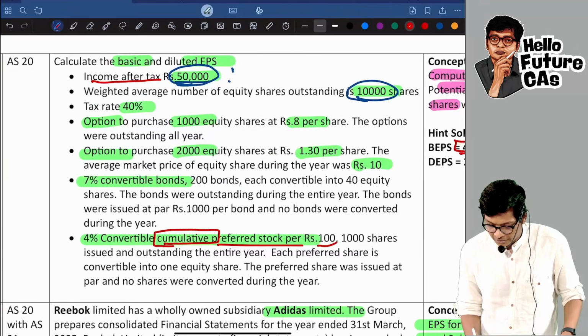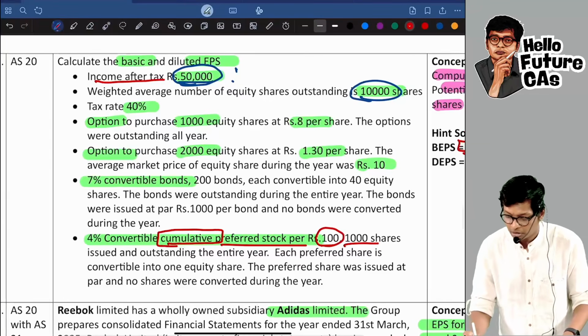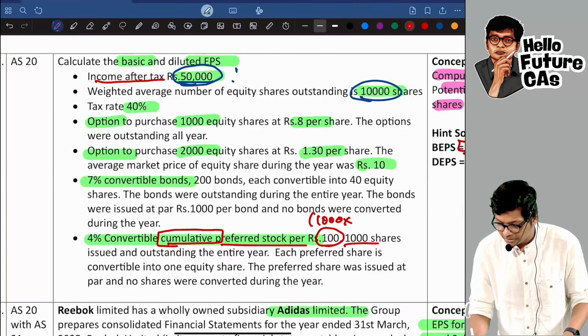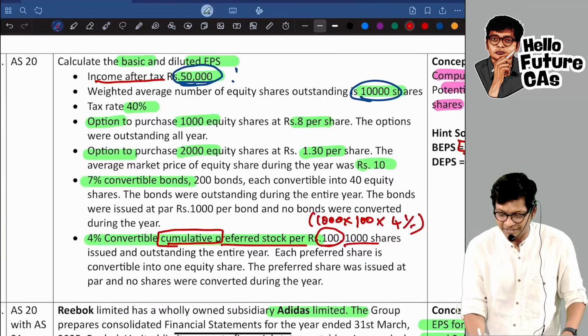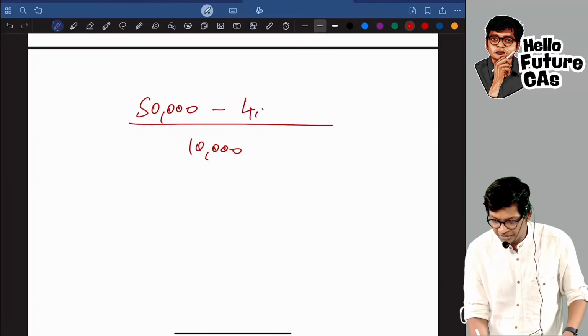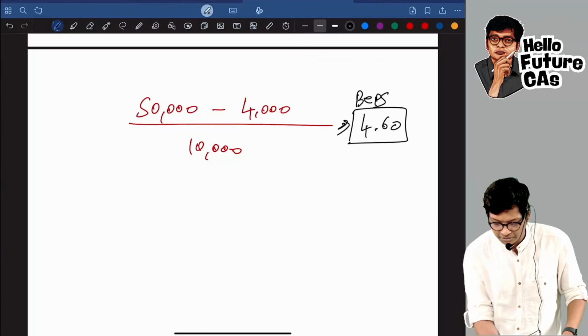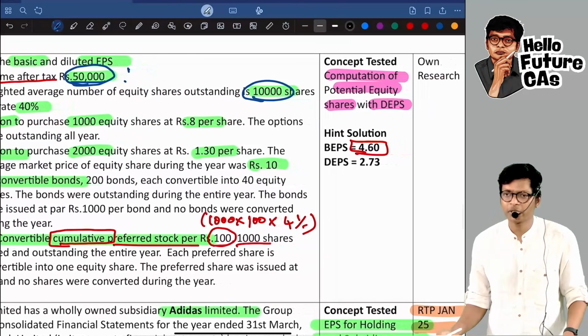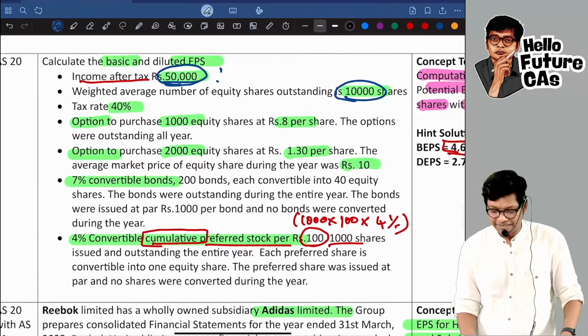Each preference share is 100. How many shares? 1,000. So 1,000 into 100 into 4%. I don't think I need a calculator for this, because it becomes 1 lakh into 4%, which is 4,000 that I will reduce. Come on, guys, without a calculator we can do it. So 4.60 is going to be my basic EPS. That's what we have over here. Are you following? Are you all with me, guys? Clear? Okay, excellent, sir.